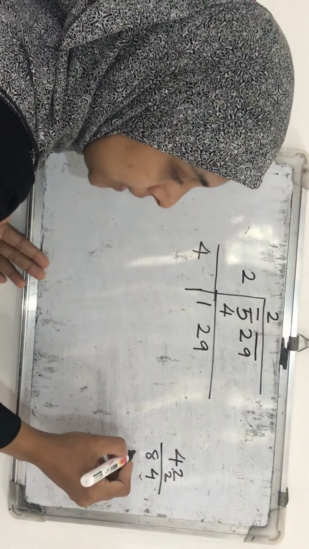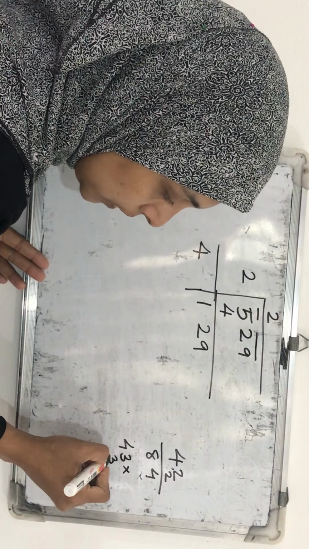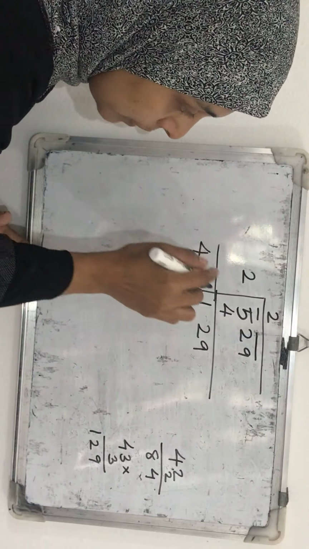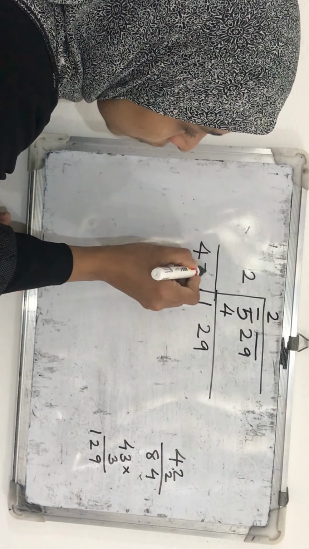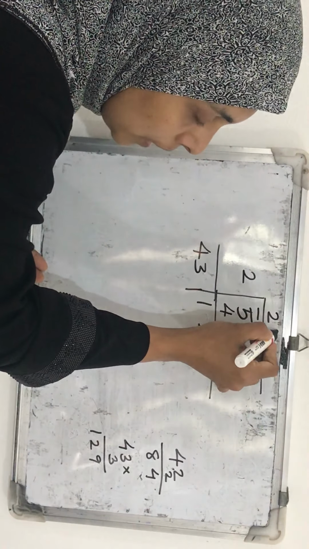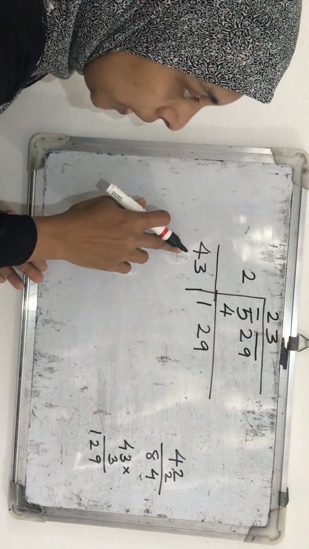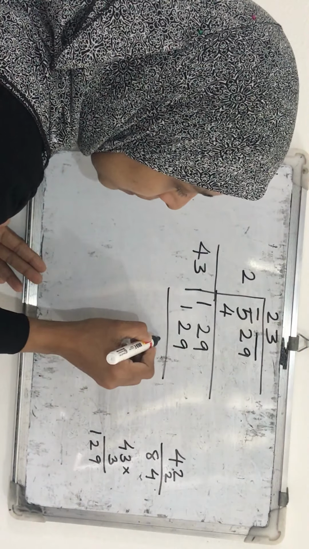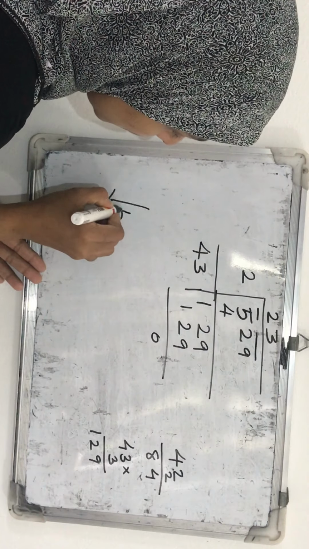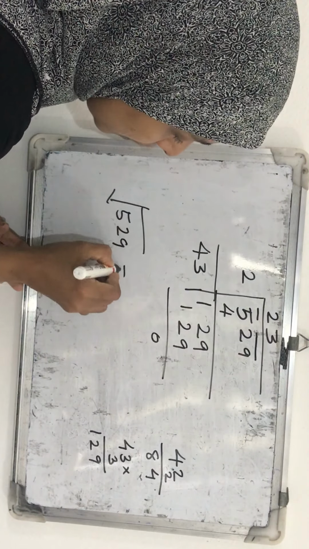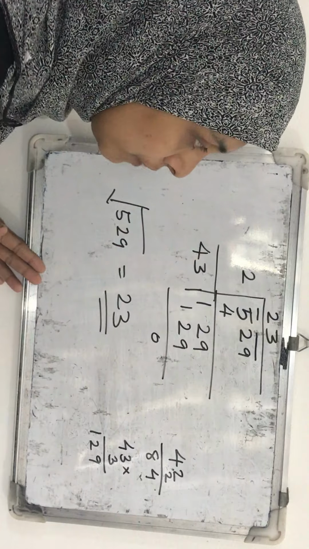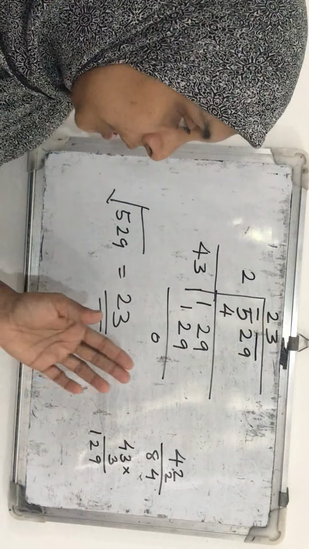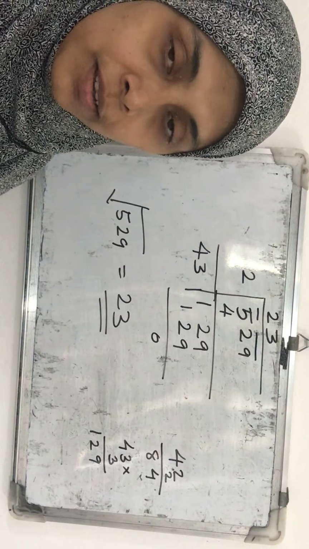Then we select the next digit, 43. 43 into 3 will be 129, the same number. So that is the number we want to write here, first 43. The same number we want to write in the quotient also. Okay, now 43 multiplied with 3, we will get 129. Then the remainder is 0. Therefore, the square root of 529 equals 23. This way you can find out the square root of any number of digits using this long division method. Okay, thank you.